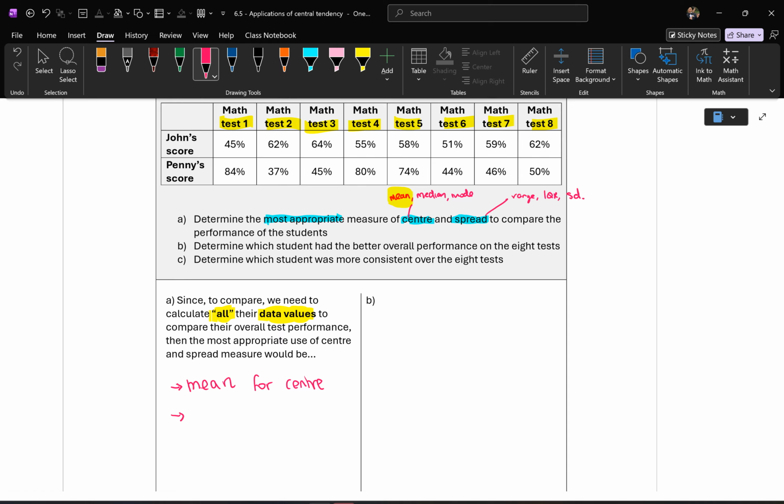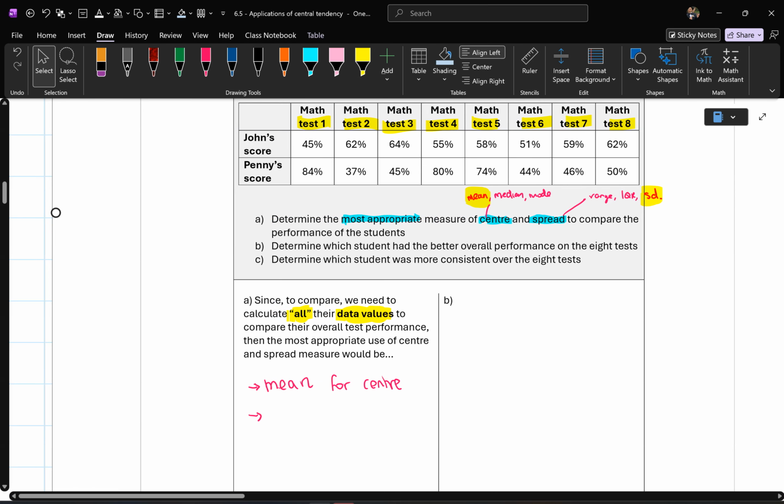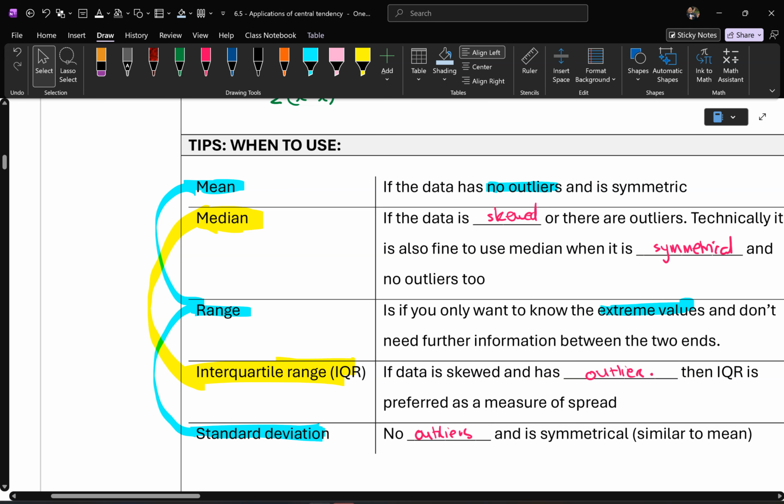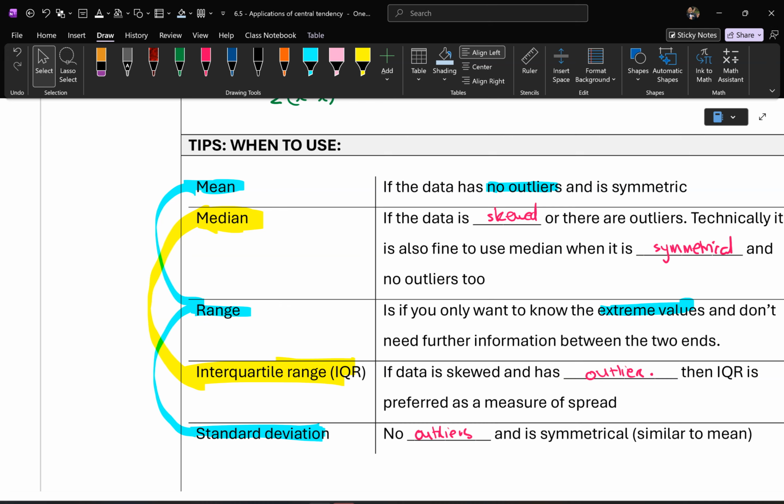Now with that little hint, I want you to look at your notes. What about spread? Which one of these, range, IQR, and standard deviation, uses all of the data? Standard deviation. You can do range as well, but range doesn't tell you a lot of information compared to standard deviation. So the proper answer for this one, standard deviation, is like your mean. Remember, I highlighted in blue for you over here. If you chose range, I already said it doesn't really tell you much further information. Standard deviation is the next one.